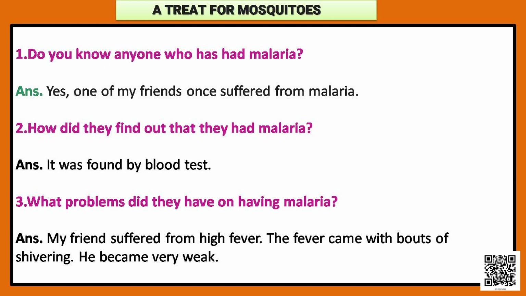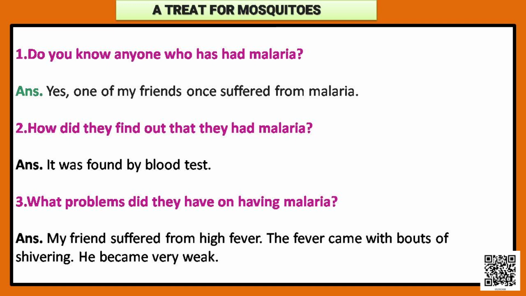This is very simple and obvious that you would have heard of someone from your neighborhood who had suffered. So yes, one of my friends or one of my neighbors once suffered from malaria. How did they find out that they had malaria? So this is very obvious. It's a very simple answer for you all. Yes, you are absolutely correct. It was found by the blood test, as it was found in the case of Rajat.